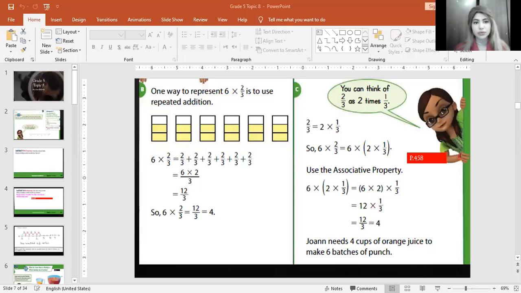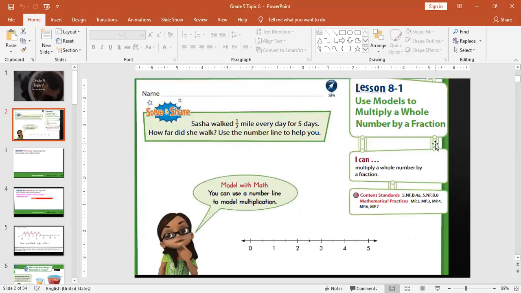So get ready now. We started from topic 8, and topic 8 is all about multiplying fractions and adding fractions, and it's all about fractions. So in lesson 8.1, it is called use models to multiply a whole number by a fraction.